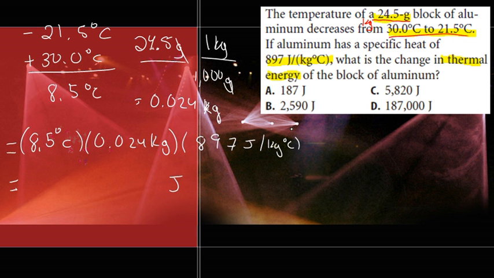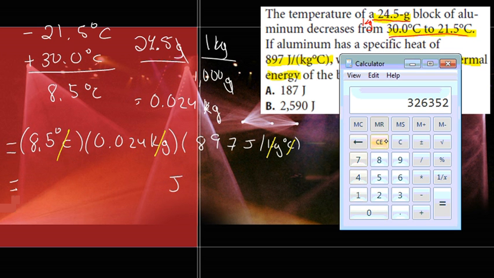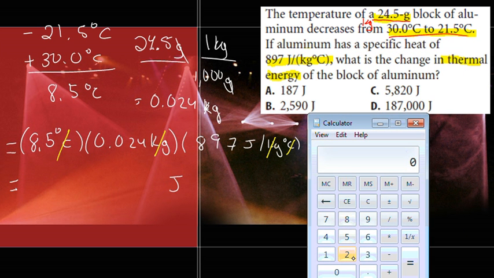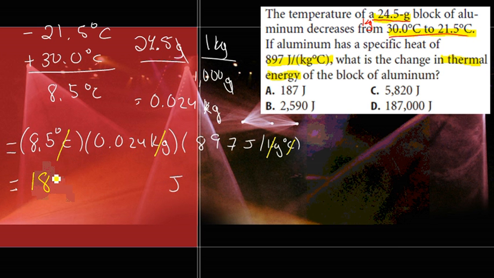So here we got Celsius in the numerator and down here in the denominator, so those cancel out. And here I've got kilograms in the numerator and kilograms here in the denominator, they cancel out. So if I plug this in the calculator, we should find the right value. So we've got 8.5 times 24 thousandths times 897. And we get 186.5 joules, which is also 187 joules. So answer A here would be correct.